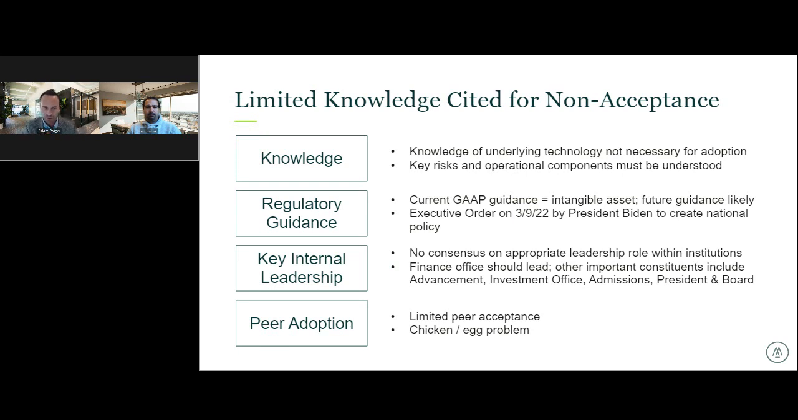In my view, we don't think that everyone needs to understand the underlying technology to be able to consider cryptocurrency. You don't need to really understand the blockchain. The key things that you really do need to understand are the risks inherent in cryptocurrency and the operational components. And some of those go hand in hand, right? Operational components have risks, and it's about thinking how to mitigate those risks or what might be best for your institution. But again, those in our view are really the key things you should spend most of your time thinking about, learning about, but not necessarily the underlying technology.